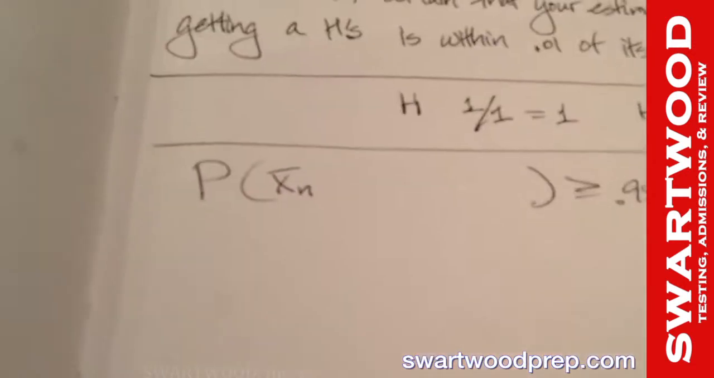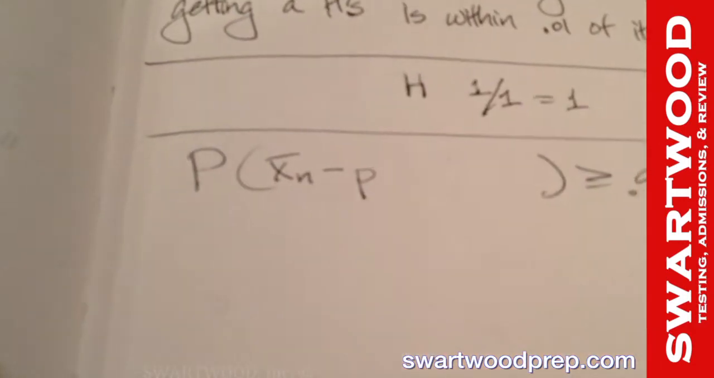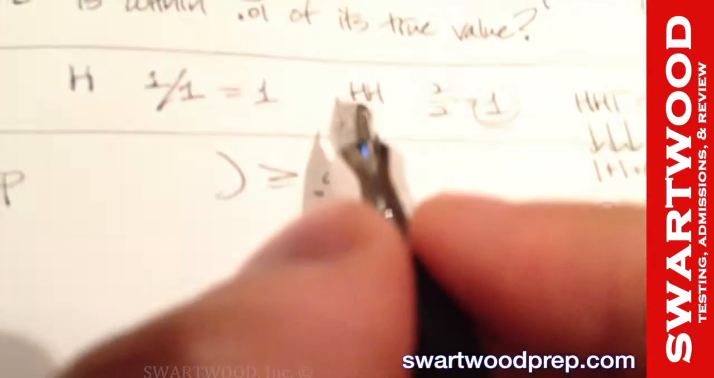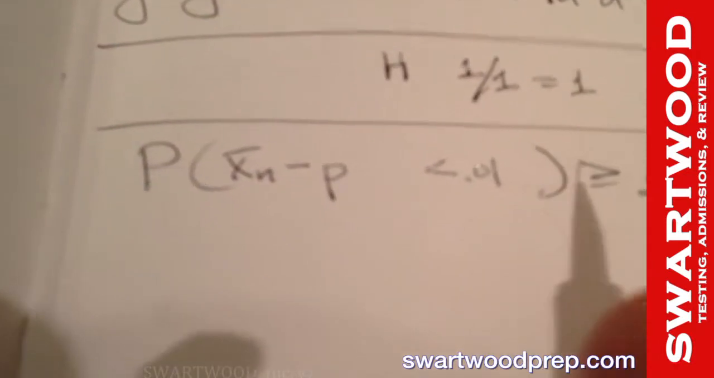Okay, so now let's come back here. So you want the probability that your estimate, which is x bar n, of the probability of getting a heads is within 0.01 of its true value. Let me see if I can get better focus here. So the true value we're going to call p, probability of getting heads. So you want that within 0.01 of its true value. Is everybody okay with that?